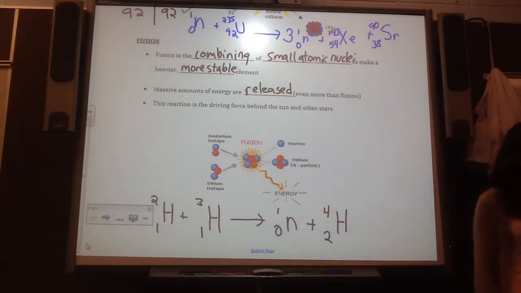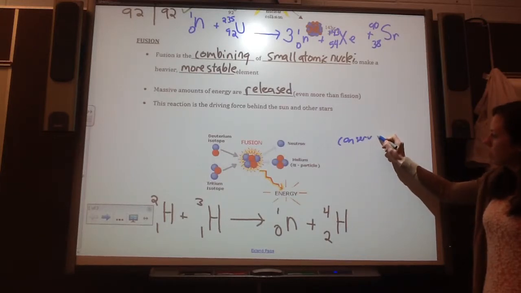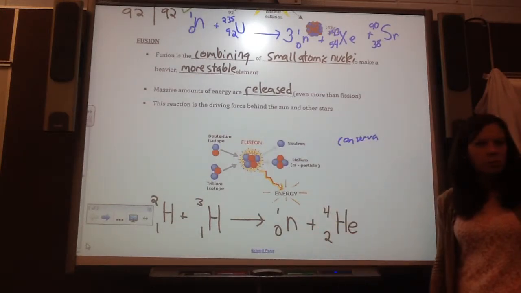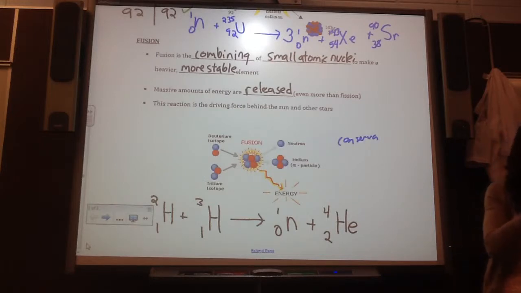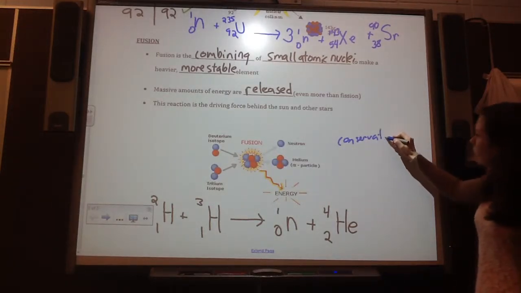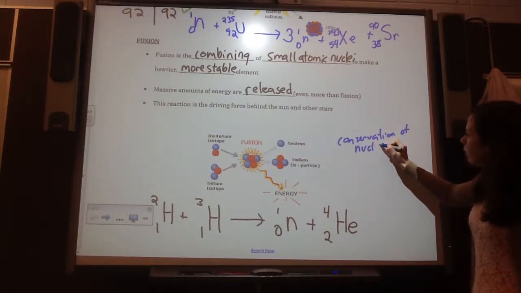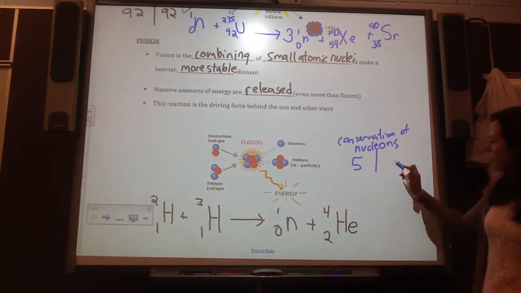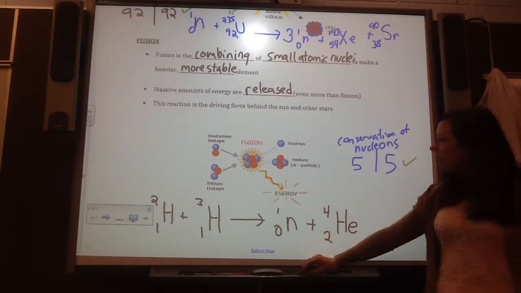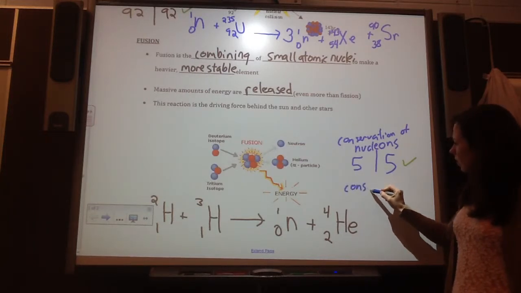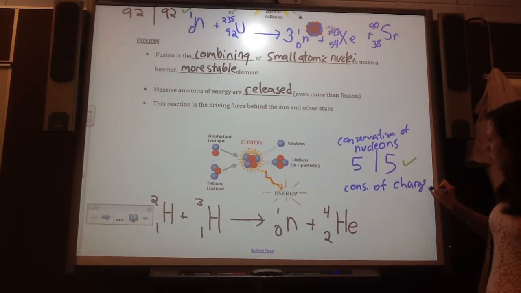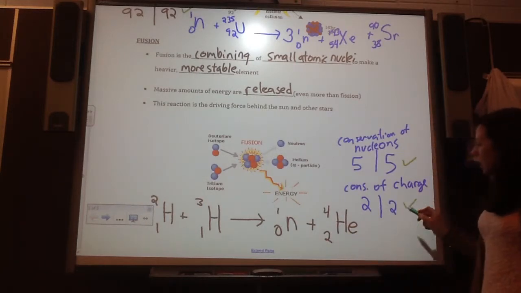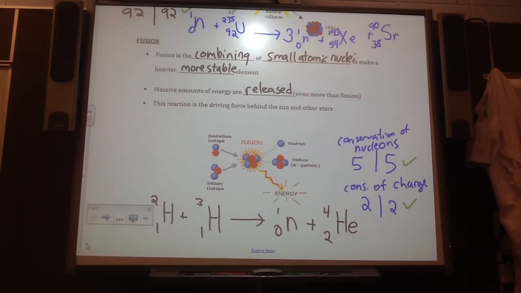So when we look at our conservation, are those helium or hydrogen? Oh yeah, helium, sorry, He. Thank you. What about the other two? Those are hydrogen, yeah, because the proton is 1. So conservation of nucleons. On this side we have 5, and on this side we have 5. So that's good. And then conservation of charge. Here we have 2, and here we have 2. So that's good.